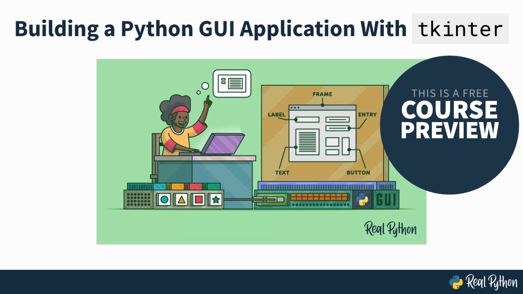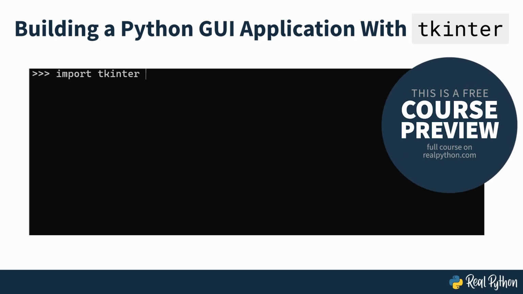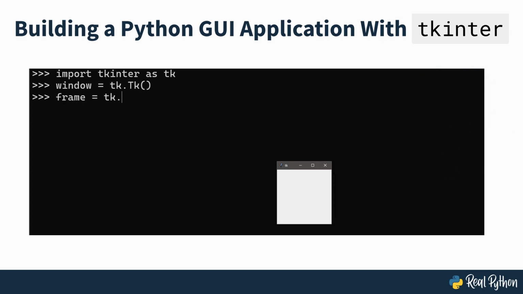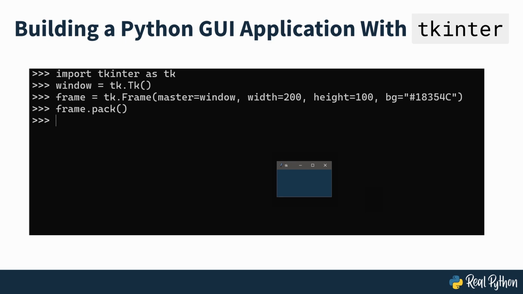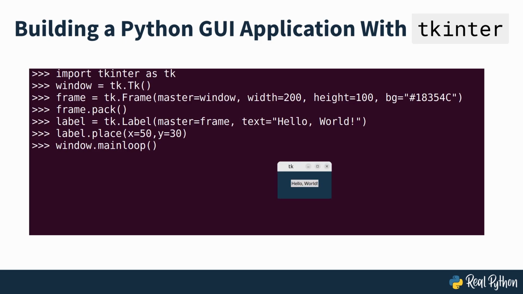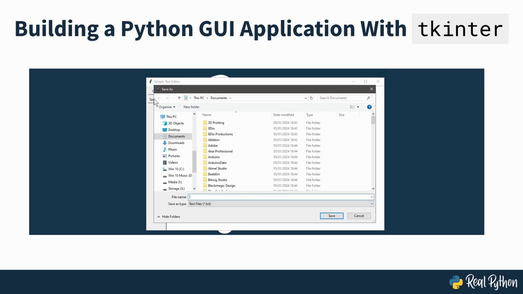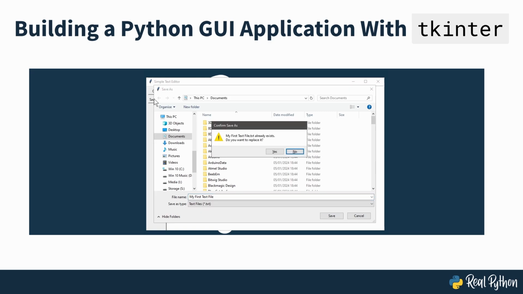Building a Python GUI application with Tkinter. Python has a lot of GUI frameworks, but Tkinter is the only framework that's built into the Python standard library. Tkinter has several strengths. It's cross-platform, so the same code works on Windows, macOS, and Linux. Visual elements are rendered using native operating system elements, so applications built with Tkinter look like they belong on the platform where they're run.